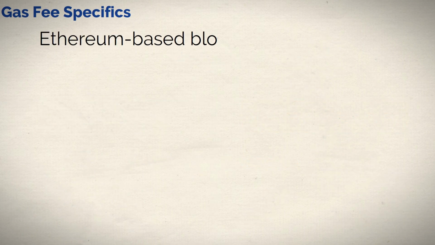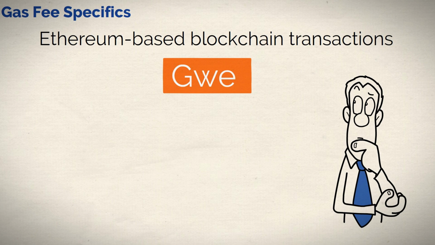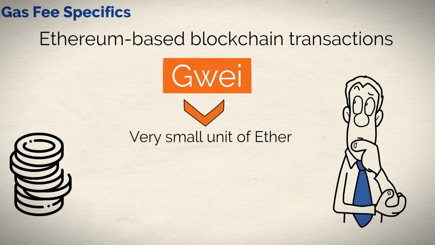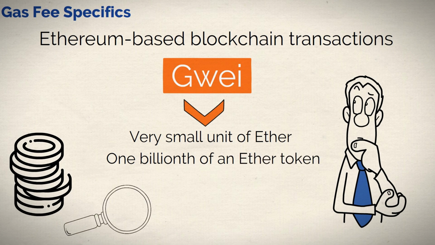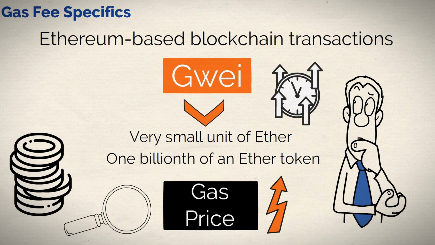While making Ethereum-based blockchain transactions, you might have noticed something called GWEI. This is how gas is actually denominated, which is a fraction of an Ethereum token. A GWEI is a very small unit of Ether, representing 1/1,000,000th of an Ether token, and it's used as a way of measuring the price of gas. The higher the amount you allocate to a transaction, the faster it will be processed.